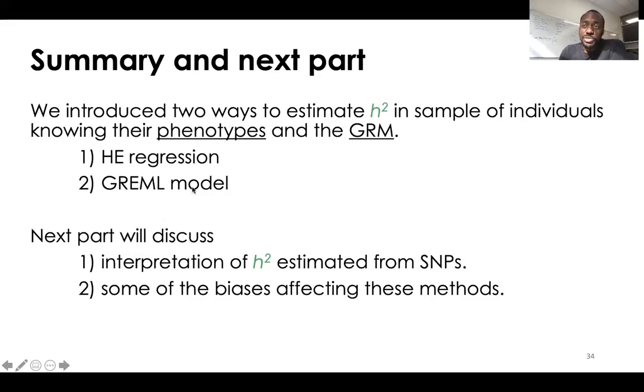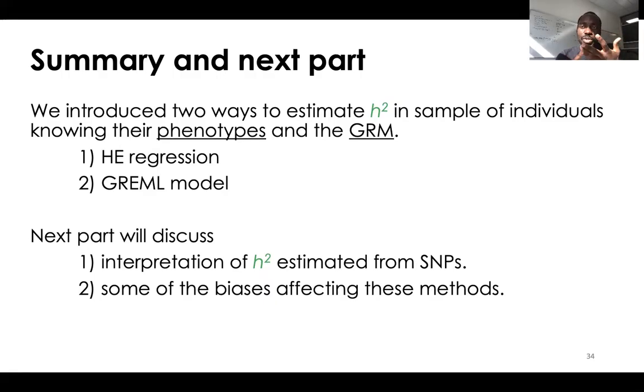Okay, so just to summarize, this part was a bit longer than the other parts, but it's quite central because you will need to know those concepts and those different methods for the practical and hopefully for the analysis that you'll be running on your side and just in your research in general. So in this part, part 3, we have introduced 2 ways to estimate heritability in a sample of individuals, knowing 2 things: knowing their phenotypes and knowing their GRM.